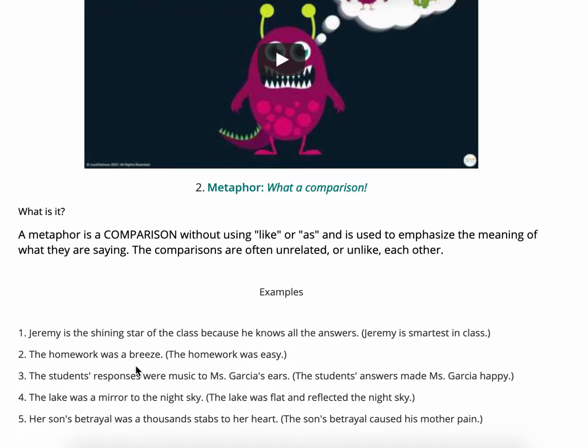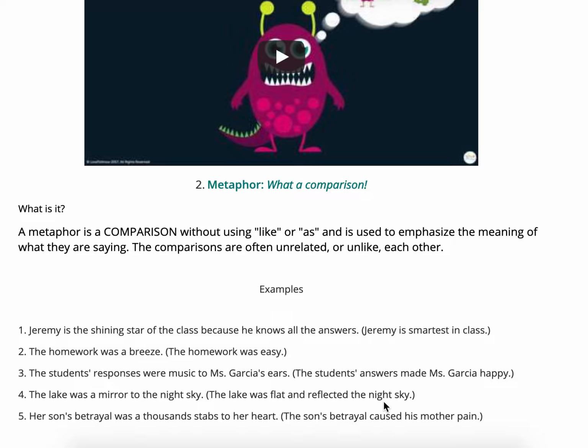It's just that easy. The student responses were music to Miss Garcia's ears. We know that to mean that the student's answers made Miss Garcia happy because it's comparing your answers to music, which I love, right? So it's comparing it to something that I love without using like or as. Therefore, it's a metaphor. The lake was a mirror to the night sky. So that normally means the lake was flat and reflected the night sky. And so the mirrors reflect things to us, so it's comparing the lake and a mirror.